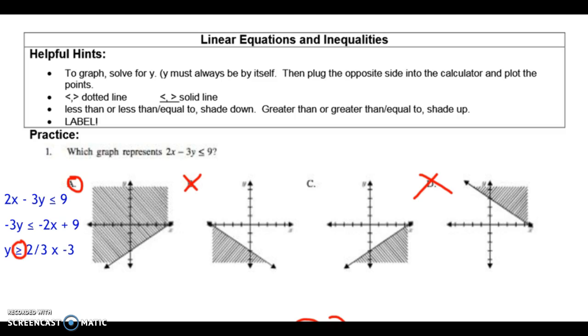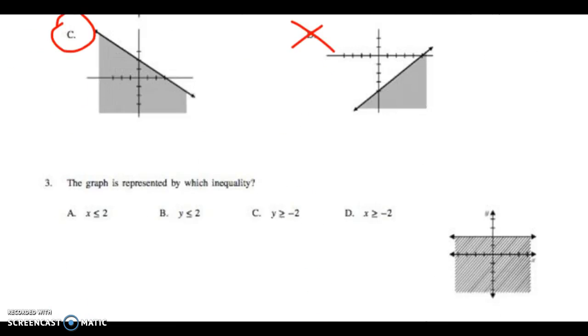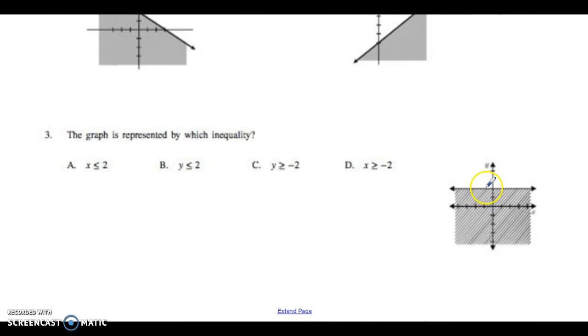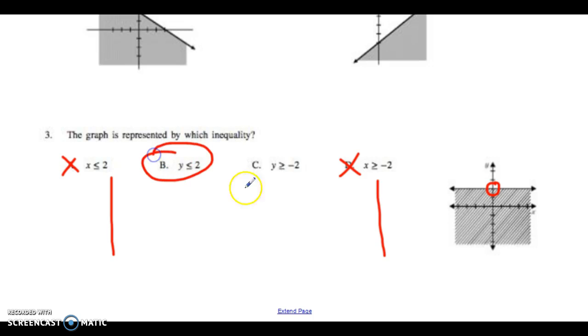At the bottom of that page, it's a horizontal line inequality. And these are a little bit more difficult to think about because there's no slope to them. The only thing that you have is a y-intercept. This y-intercept is at positive 2. This is an x graph, so that's going to be a vertical line. So that's not it. This is also an x graph, which is a vertical line. So that's not it. It's either B or C, and this y-intercept is positive 2. So we're going with y is less than or equal to positive 2.